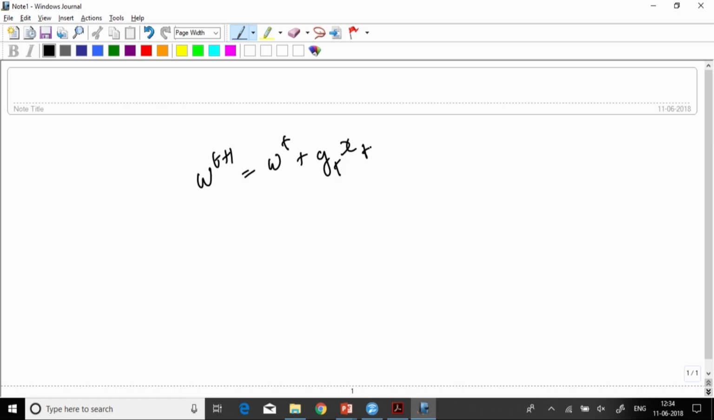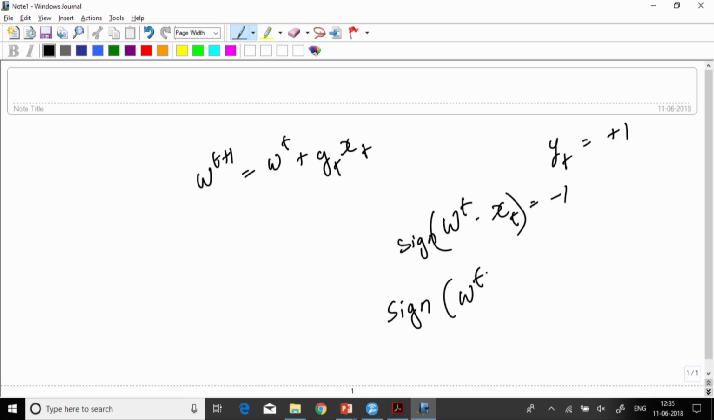Say, for example, yt was +1 and you made a mistake. That means the sign of wt dot xt was -1. You update only when you make a mistake. So at the tth iteration you made a mistake on xt, sign of wt dot xt equal to -1. Now you update wt to wt plus 1, which is wt plus yt xt, since yt was +1. Now the sign of wt plus 1 dot xt can still be -1. It is possible. There is no doubt about that.